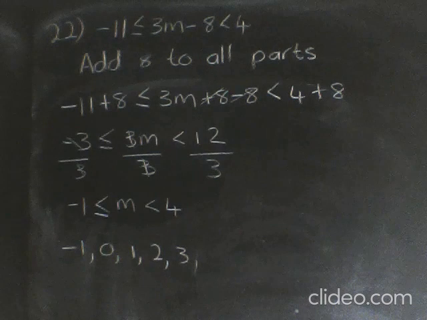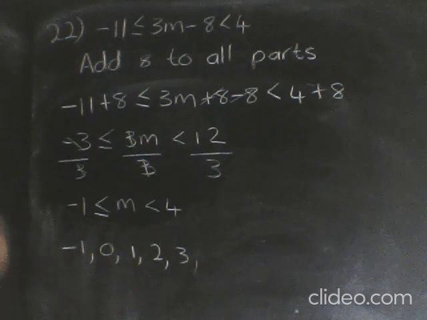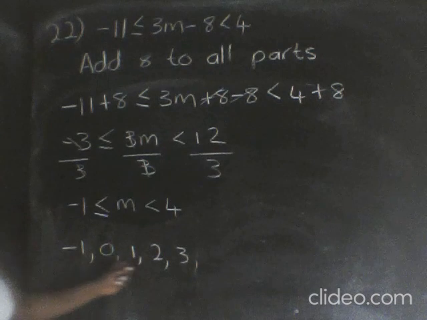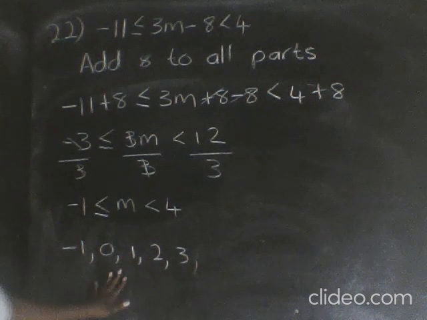They wanted us to give the 5 integers that would be applicable here, or in the range. So it's negative 1, 0, 1, 2, and 3, because 3 is smaller than 4. That's why we stopped there.